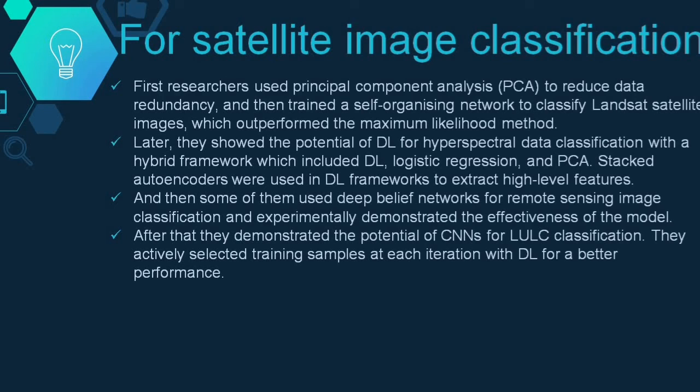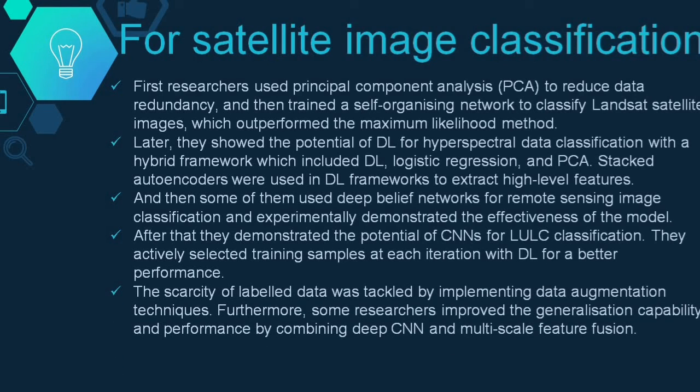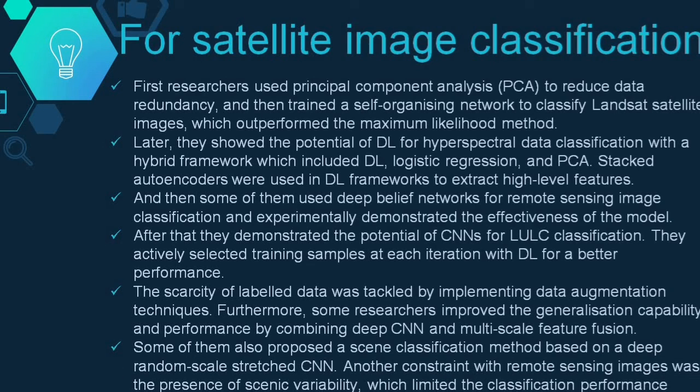They actively selected training samples at each iteration with DL for better performance. The scarcity of labeled data was tackled by implementing data augmentation techniques. Furthermore, some researchers improved the generalization capability and performance by combining deep CNN and multi-scale feature fusion. Some of them also proposed a scene classification method based on a deep random scale structured CNN.